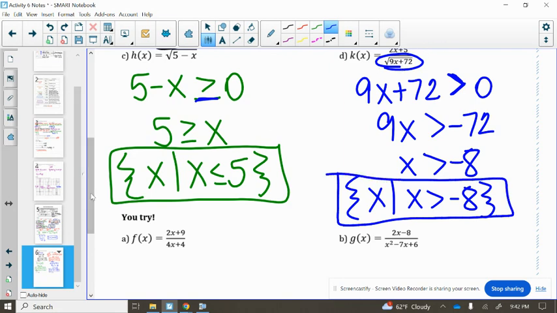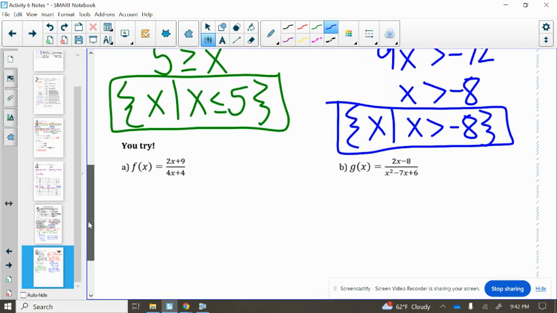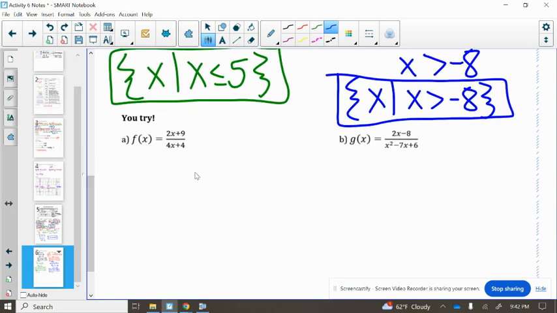All right, there are two final examples for you to try. You are going to state the domain restriction on part A as well as the restrictions on part B.